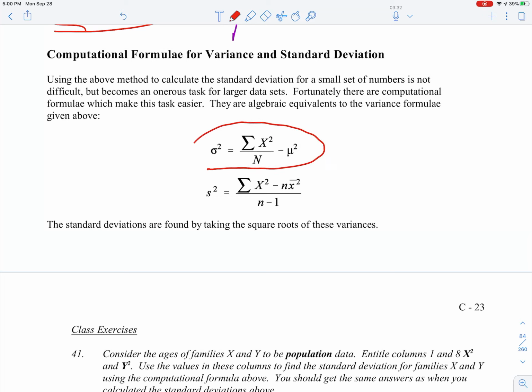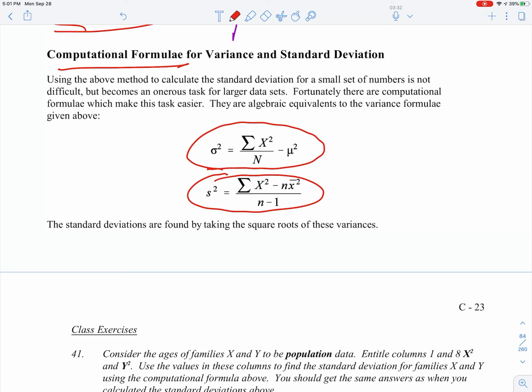These are algebraically equivalent formulas to the ones above. We call these the computational formulas for the variances. And the standard deviation, of course, is just the square root of those. This is for the population, and this one here would be for the sample.